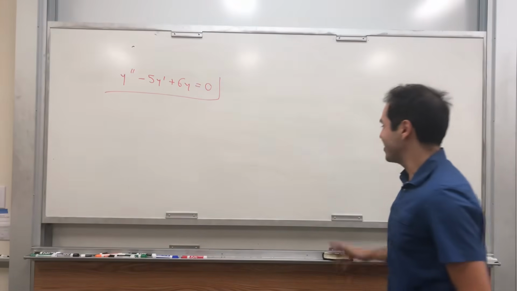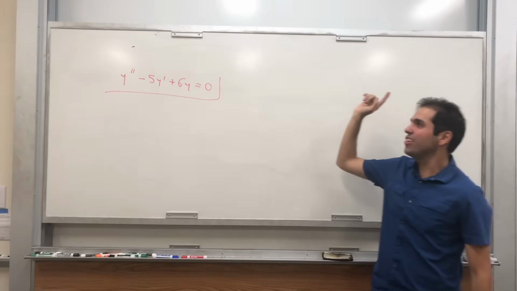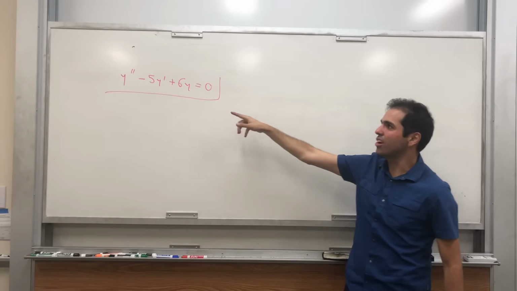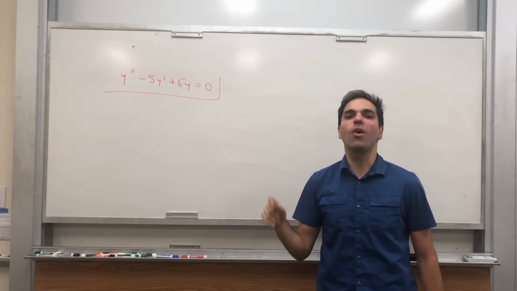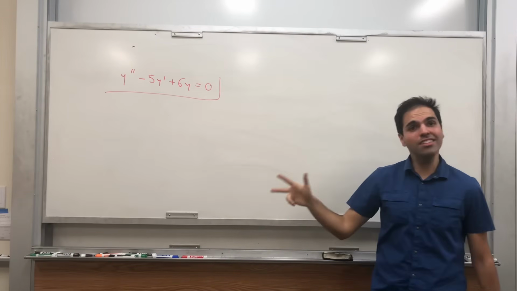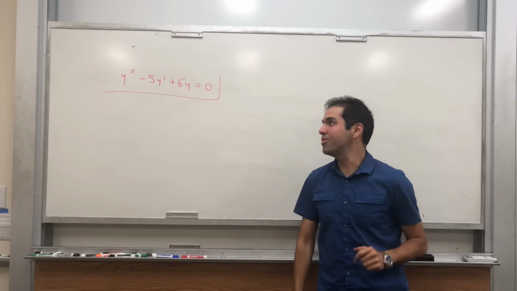Alright, thanks for watching, and today I want to show something really cool. I want to tell you how to get the solutions of y double prime minus 5y prime plus 6y equals 0. So, constant coefficient differential equations with two distinct roots.